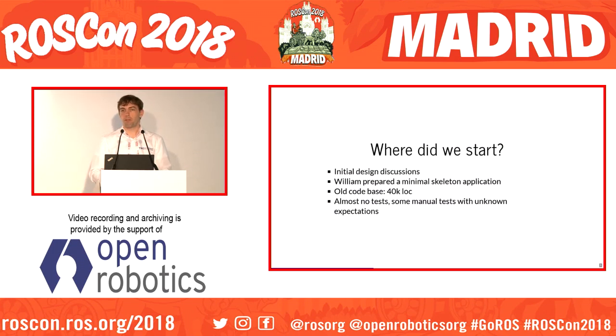The old code base was roughly 40K lines of C++ code, and it was roughly 5 to 8 years old. There were a few tests, but not very many from a software development point of view. We also had the issue of getting to know the code base first. Of course, one can start RViz and take a look at what it is doing, but we had no deeper knowledge of what a given piece of code is supposed to do. So we needed to get to know the RViz code, and then we started with the migration.